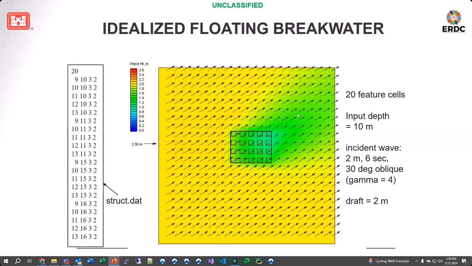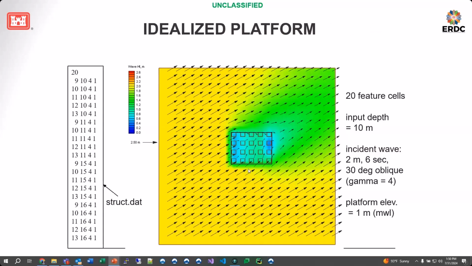In the next example, the same grid, these cells are changed so that they're now a floating breakwater. We specify a little bit different information in the file. SMS takes care of all of that for you, and you are able to get some overtopping of wave energy. Maybe it's not overtopping, but it may actually be going underneath, depending on the setup of this particular structure's cells. In this case, there's an idealized platform, and you can see some different interactions between the cells and what's going on.